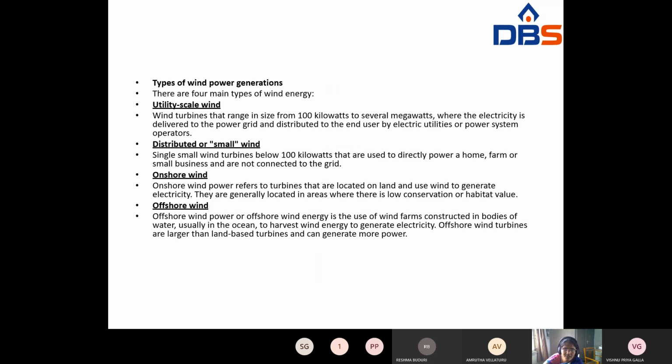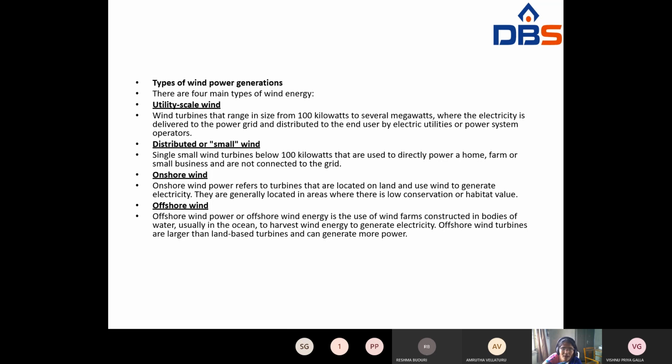Types of wind power generation. There are four main types of wind energy power generation. The first one is utility scale wind: wind turbines ranging in size from 100 kilowatts to several megawatts, where electricity is delivered to the power grid and distributed to the end user by the electric utility.